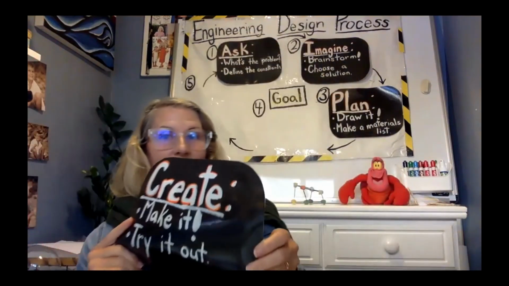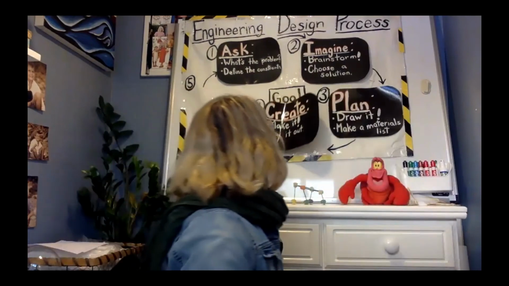Okay, so you have your drawing. You've paused and you've done your drawing. This is where we're going to make it. This is where we're going to try it out. This is the fourth part of the engineering design process. We're going to try it out.